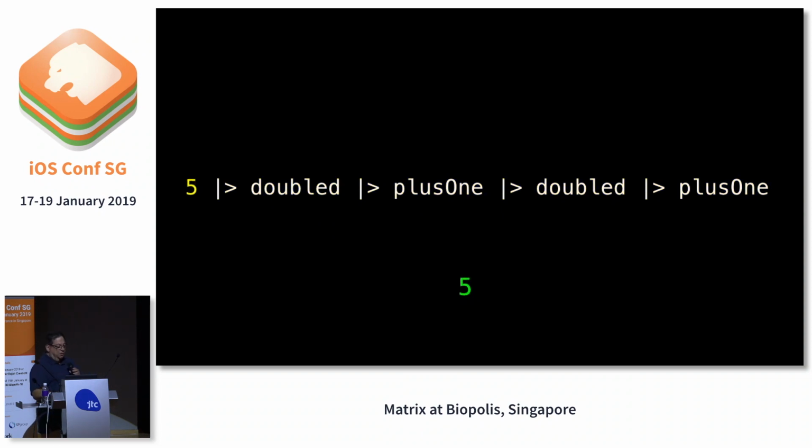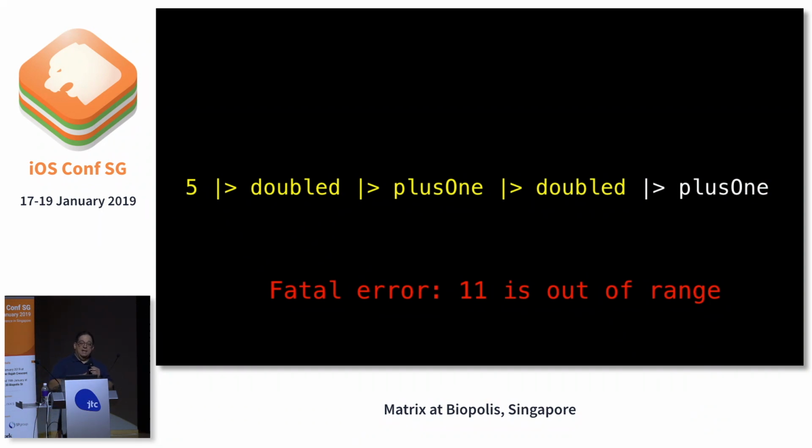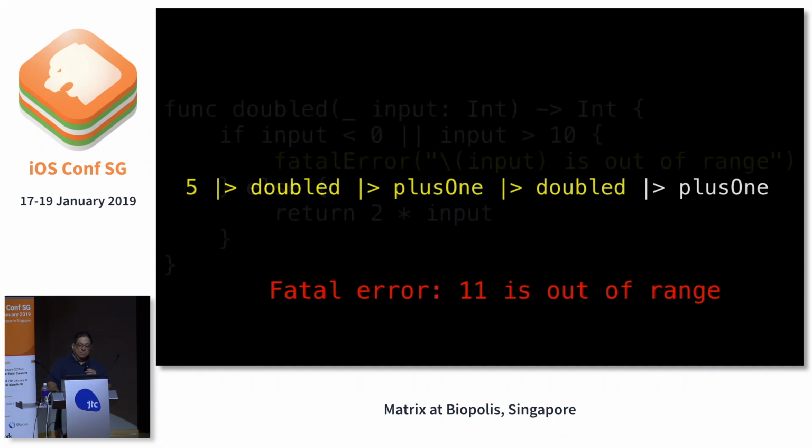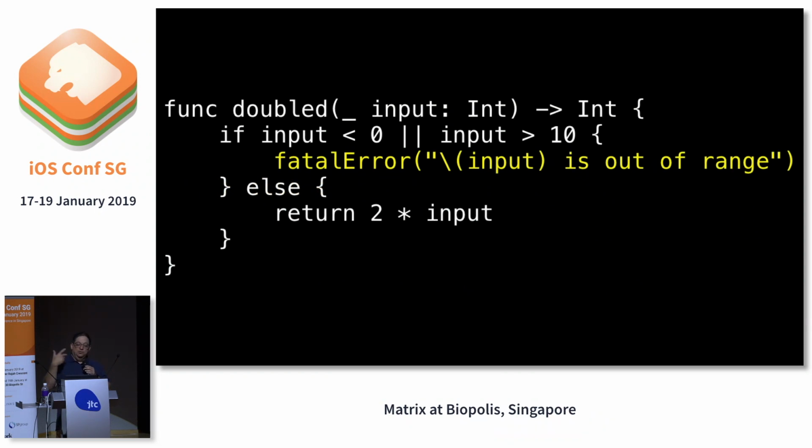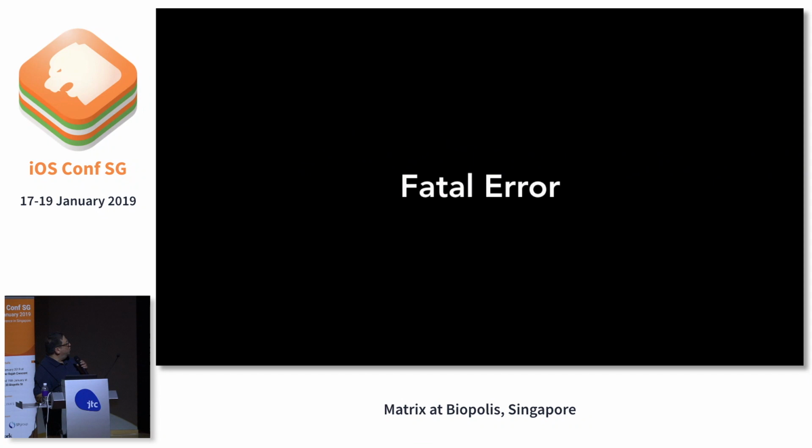I can start with the 5 and run it through the chain, and at some point I'm doubling 11 and I'm out of range, but I saw where things went bad. I don't have to go to the +1. And so with fatal errors coupled with this operator, we can see what's going on. Fatal error is one way to handle things.